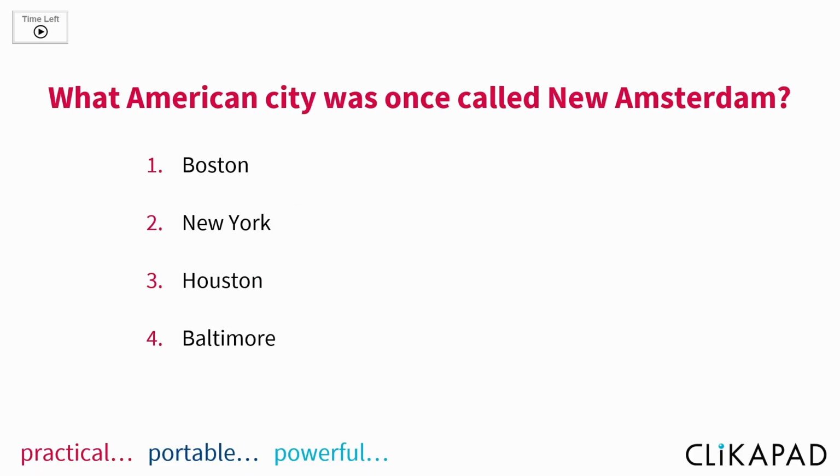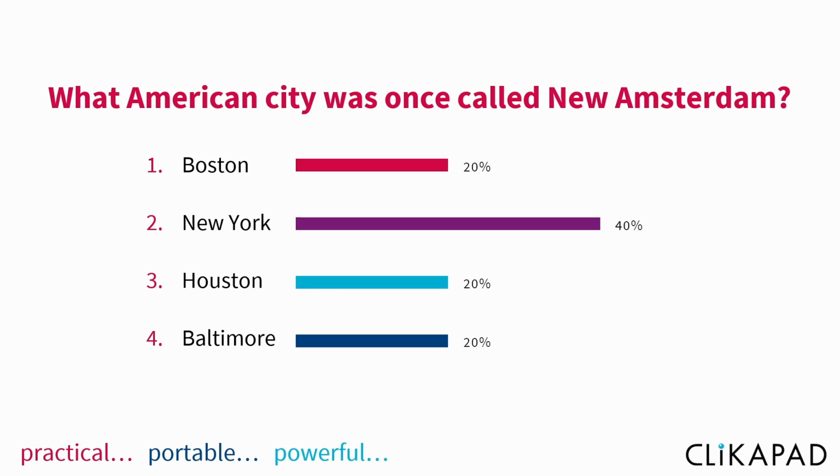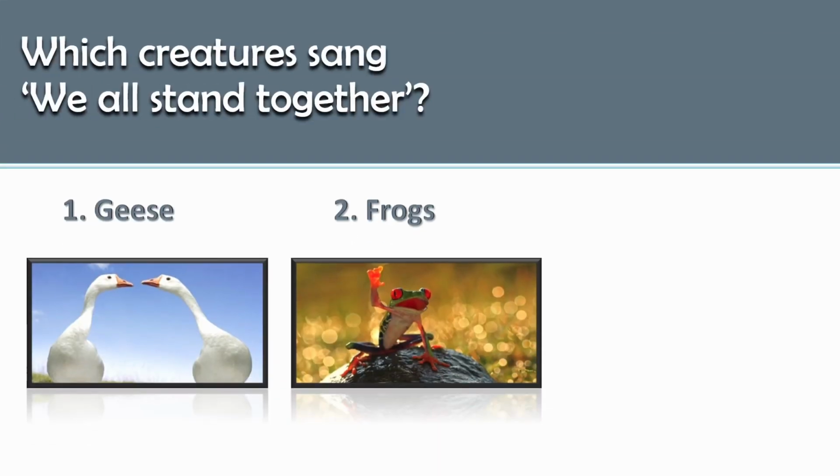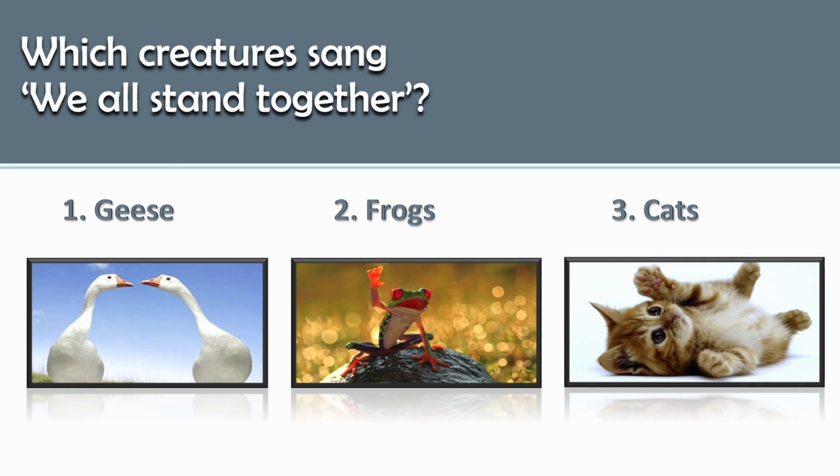So we'll run another vote now. And I'm going to close that one a bit early. So our votes are in. 40% think it's New York. On my next click, the highlight appears and they've done really well there. It is New York.